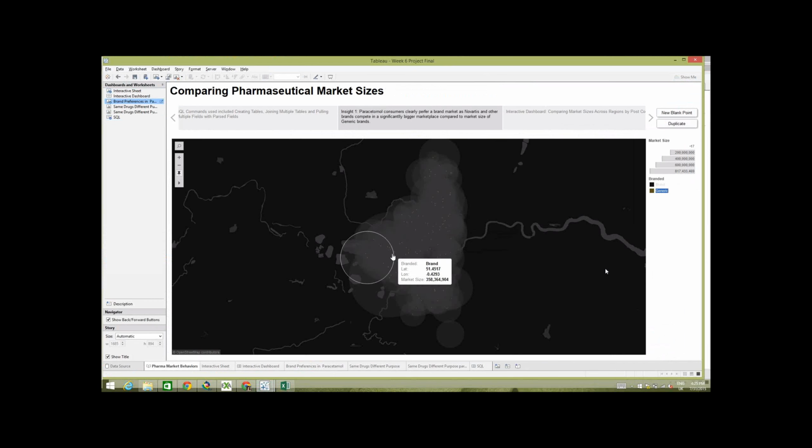But what I really wanted to create with this particular data set was to allow people to explore companies' distribution categories of these different drugs by regions.